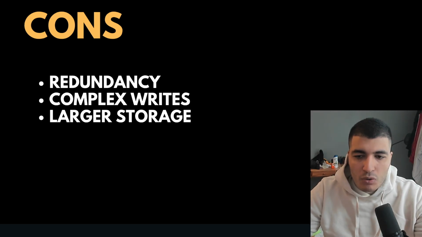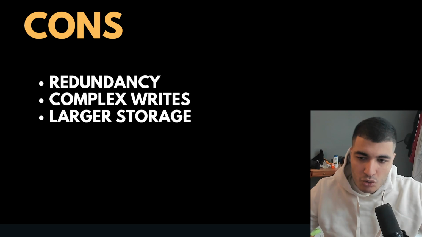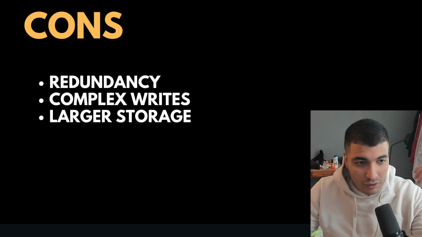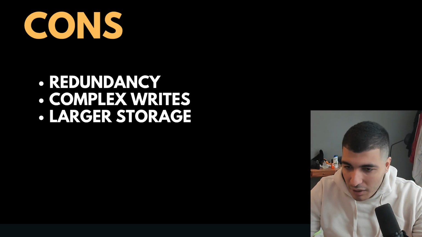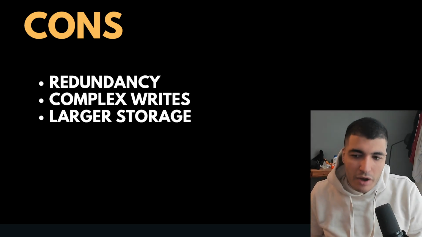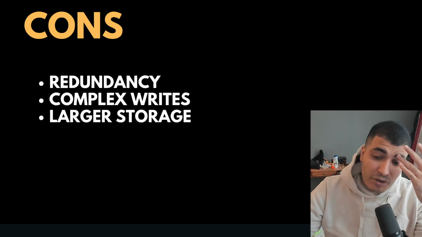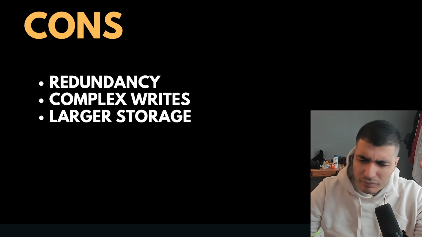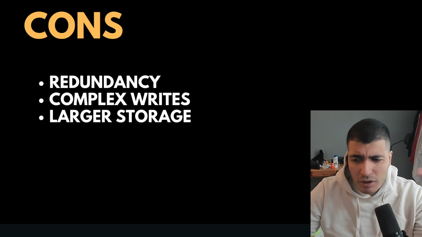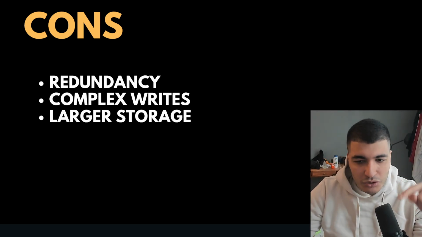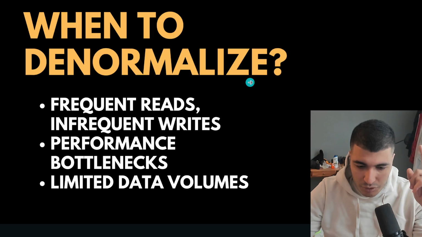If we want to talk about the cons, first we have redundancy. Storing the same data in multiple places can lead to inconsistencies if not carefully managed. Number two, complex writes. An update might require changes to multiple rows or tables. Number three, larger storage. Duplicate information means more disk space usage as well. Denormalization is a strategic choice: faster queries, but more potential maintenance overhead. You have to keep this in mind.